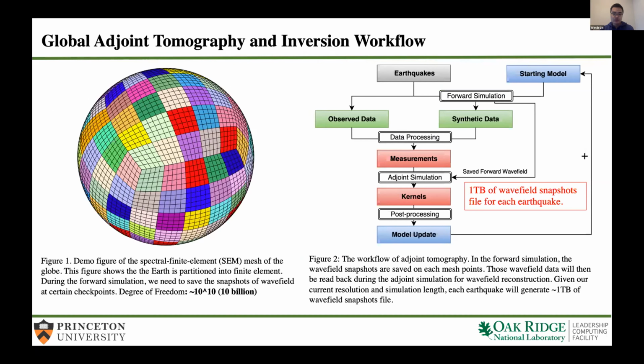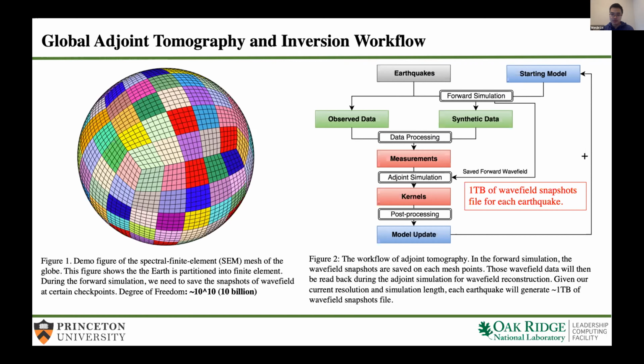Let's dive into a little more detail about global tomography and our inversion workflow. The figure on the left shows a demo of the spectral-element mesh of the globe. We partition the Earth into different elements and load them onto different CPU cores or GPU cores to finish the computation. The degree of freedom of our current resolution is about 10 billion, so for each time step we calculate the wave equation on about 10 billion degrees of freedom. The figure on the right shows the workflow.